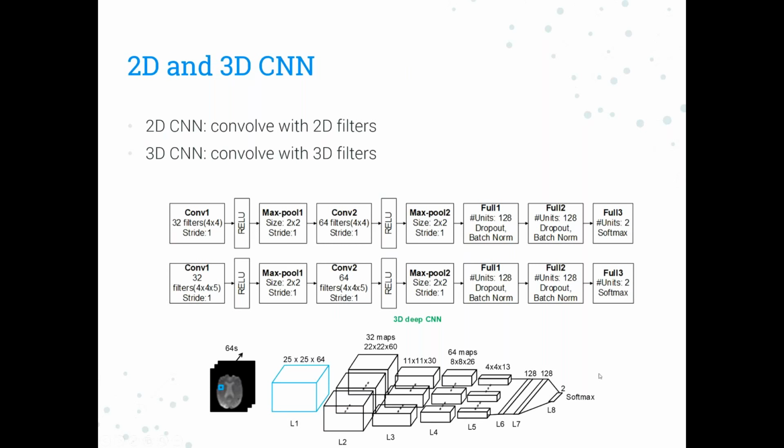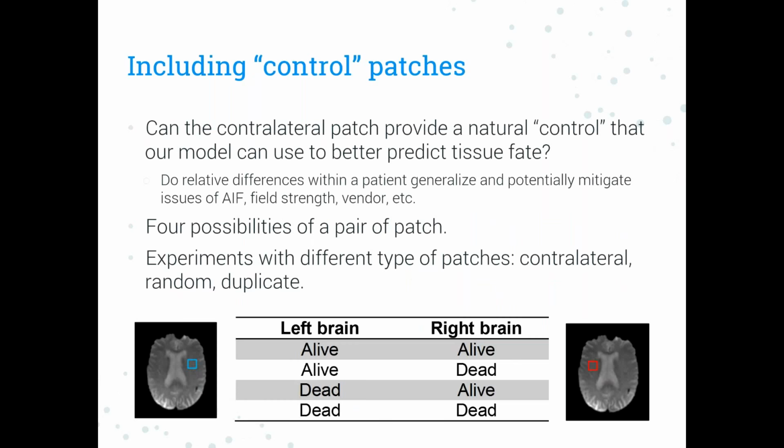And then, of course, at the end, we have a softmax layer and a few fully connected layers. And so we predict whether or not the voxel will be alive or dead in 5 or 6 days following a stroke. So we had some okay results with that model, but they weren't as good as we expected.